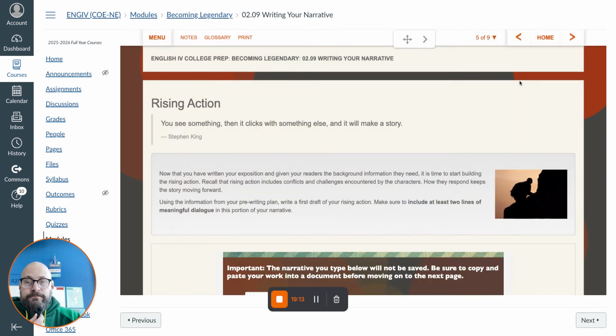Slide 5. Rising action. So let's say we've completed the exposition. We have all the basic information given to the reader that we have deemed necessary. It's time to introduce the rising action. Stephen King quote here: you see something, then it clicks with something else, and it will make a story. I'm going to believe Stephen King.